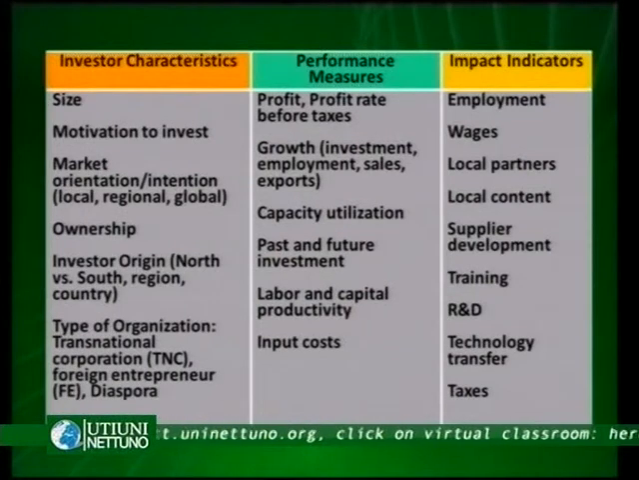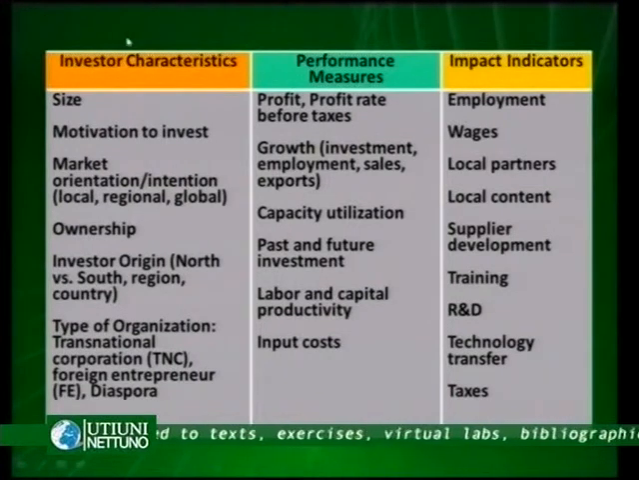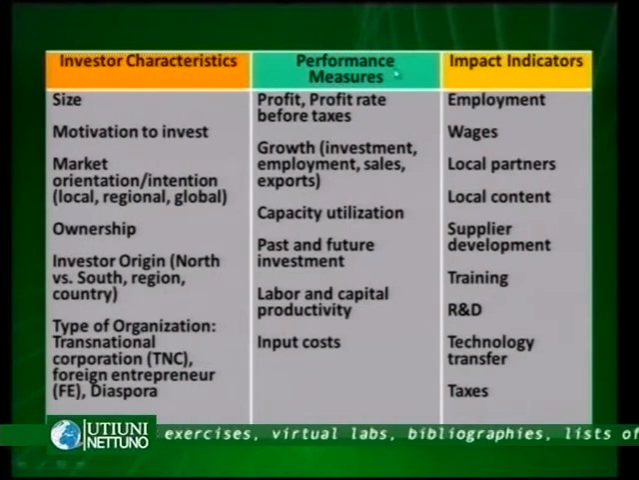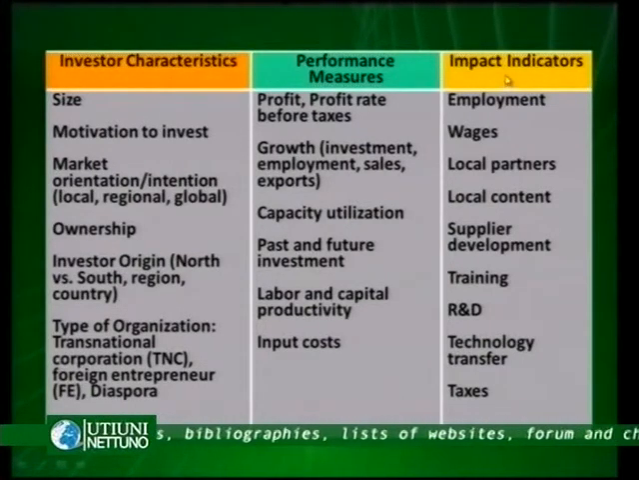Before I get into it, let me just give you a little demonstration of what is the data that's in the platform. As we mentioned, currently for the Africa platform, we have from 19 countries close to 7,000 companies. And from these 7,000 companies, we have about 700 to 800 variables. And these variables cover these three areas: investor characteristics, performance measures, and investment impact indicators.